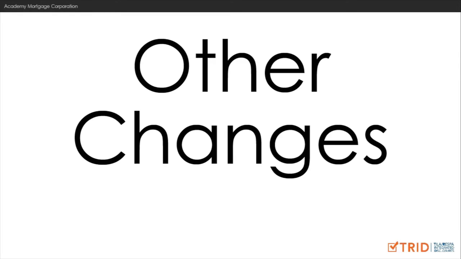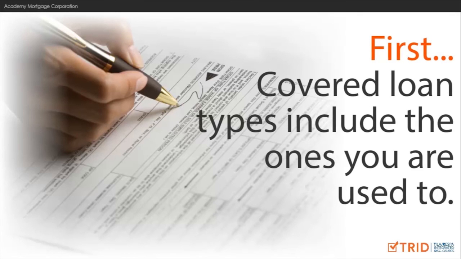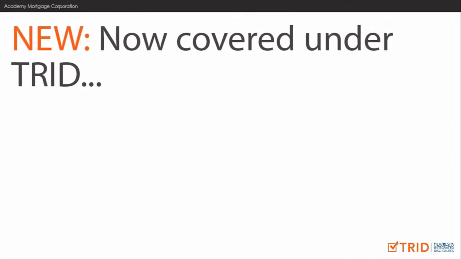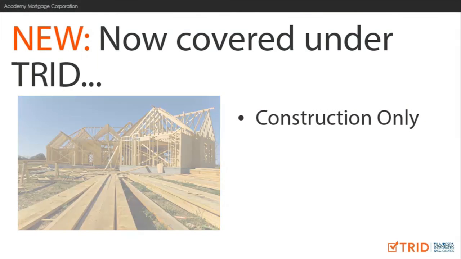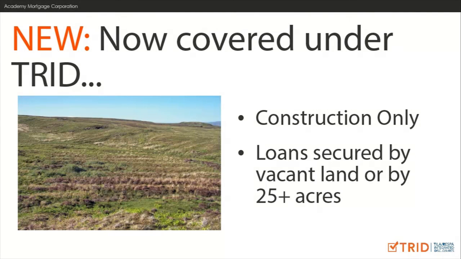In addition to the new forms, there are some other changes to be aware of. First, covered loan types continue to include the closed-end consumer credit transactions you're used to. What's new is that the following previously exempt loan types are now covered: construction-only loans, and loans secured by vacant land or by 25 or more acres.